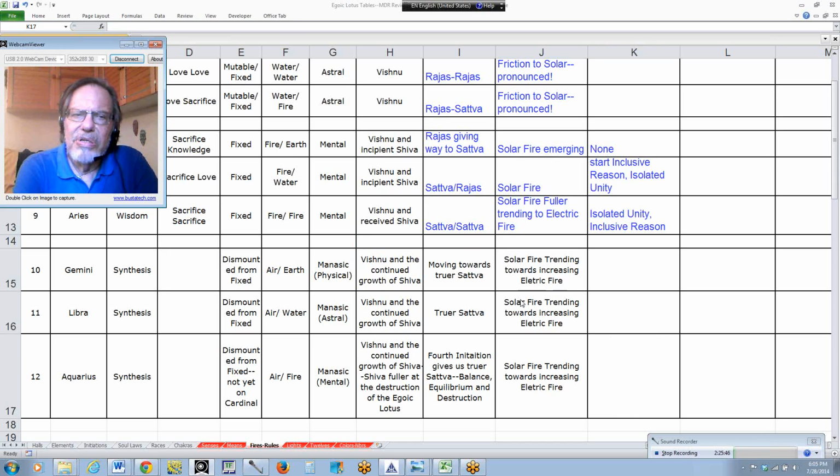So the fourth initiation has so much to do with love and solar fire. It's a love that cannot be encompassed by the egoic lotus. So when we are a master, we have a high expression of solar fire. When we're a Chohan, we really have the expression of electric fire.